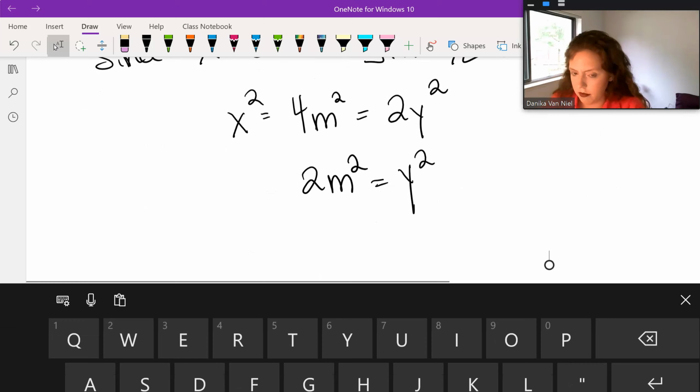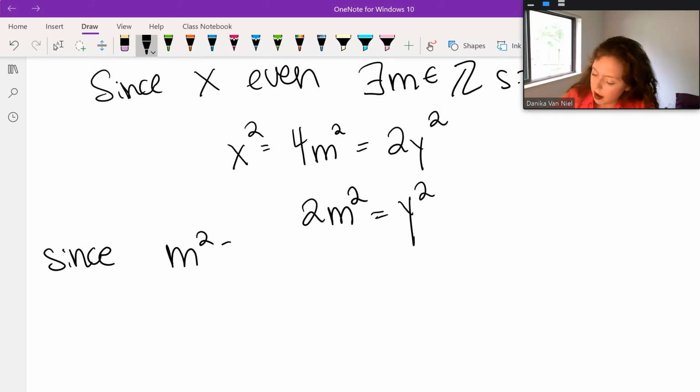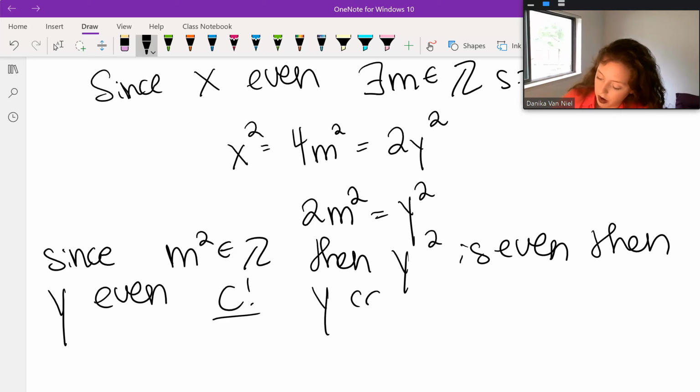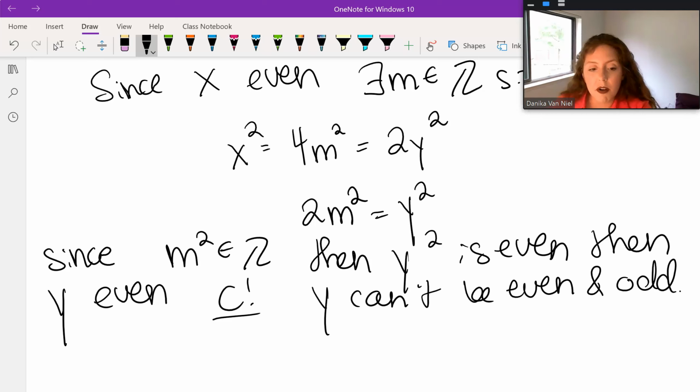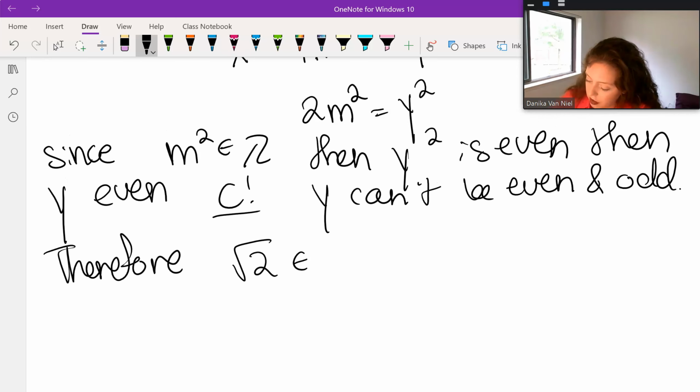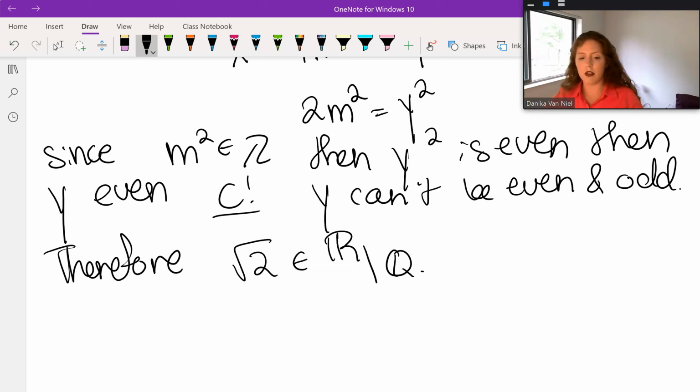Wait a second. Since m squared is in the integers, then y squared is even. And what does that mean? That means that y is even. Contradiction. Y can't be even and odd. Boom! Roasted. Therefore, square root of 2 is in the reals minus the rationals. So, the irrationals.